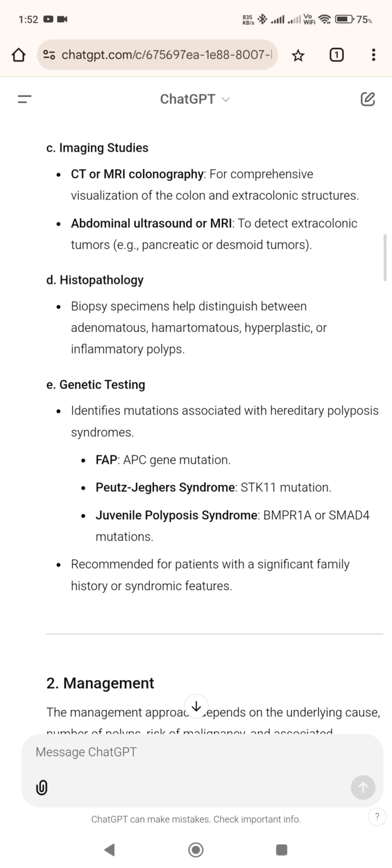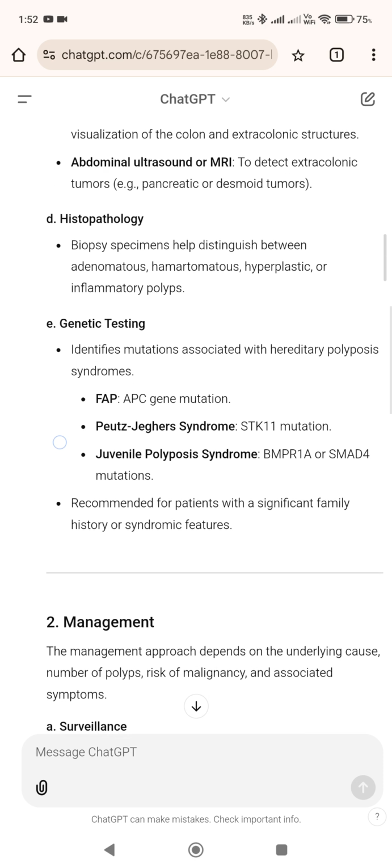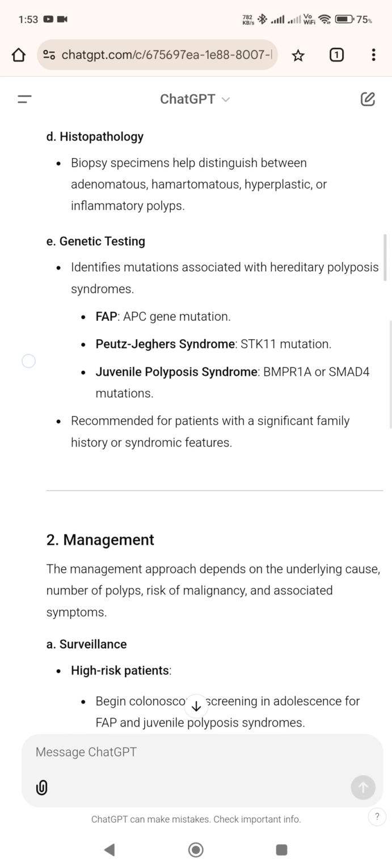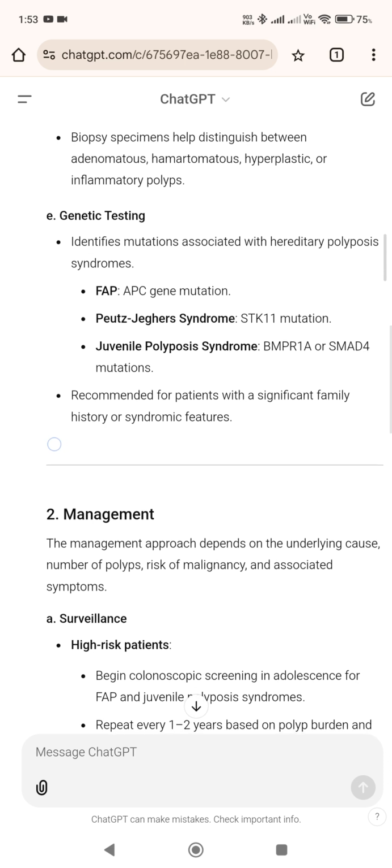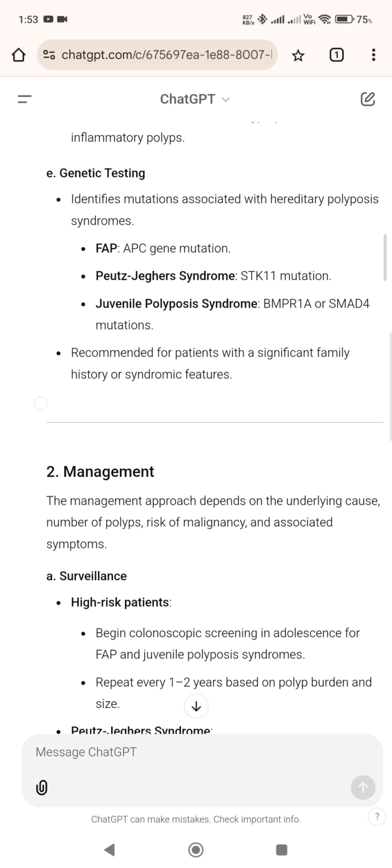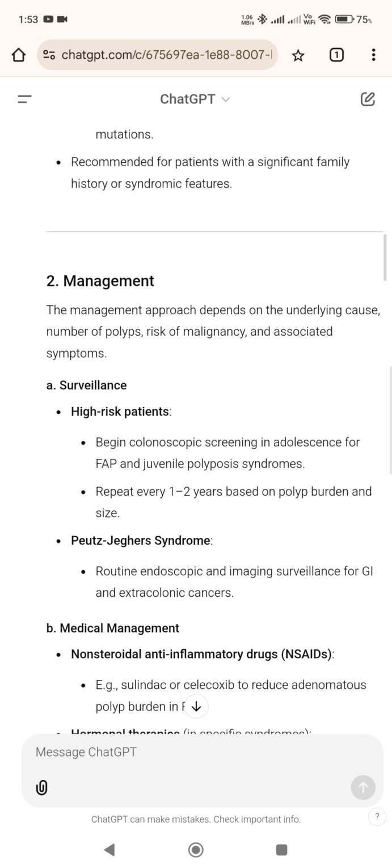E. Genetic testing. Identifies mutations associated with hereditary polyposis syndromes. FAP, APC gene mutation. Peutz-Jeghers syndrome, STK11 mutation. Juvenile polyposis syndrome, BMPR1A or SMAD4 mutations. Recommended for patients with a significant family history or syndromic features.